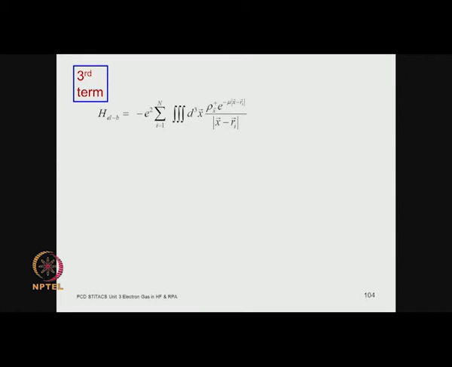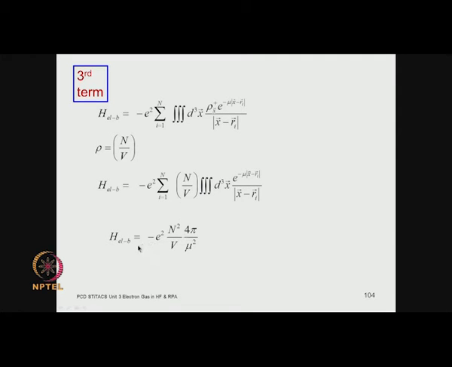Let us look at the third term. This was the electron background interaction. So, this is the electron background interaction. This rho is nothing but n over v. So, we have this term and we already know how to evaluate this integral. We just did it in the previous slide. So, that we know is 4 pi over mu square. So, this is our result now.